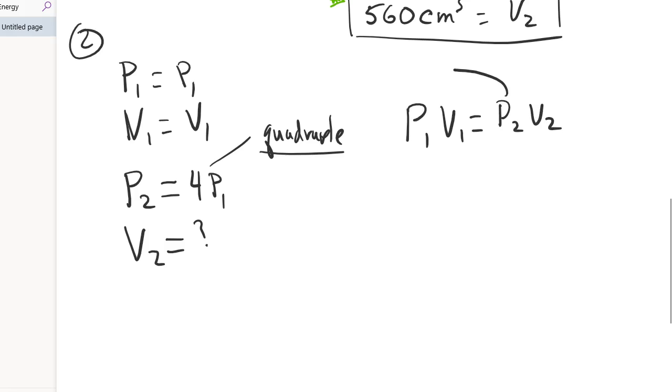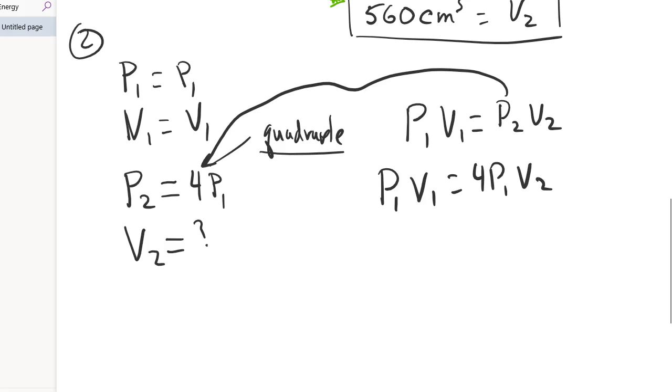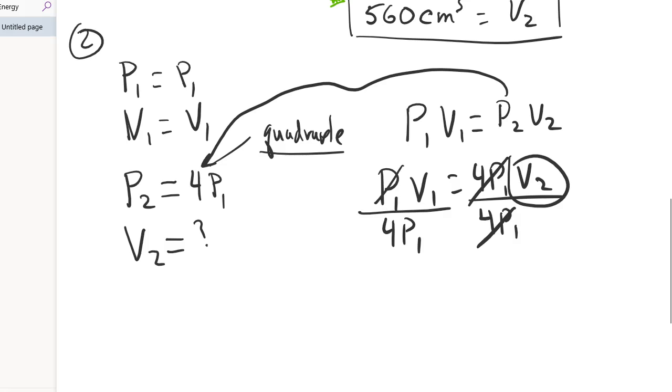Well, we know what P2 is. So let's write this again. P1 V1 equals, instead of putting P2, we put 4P1 V2. Then we want to solve for V2, so we divide by 4P1 on both sides. And that would cancel that pressure on that side. We're left with the volume 2 here. On this side, pressure 1 divides out, and so we're left with V1 divided by 4 equals V2.